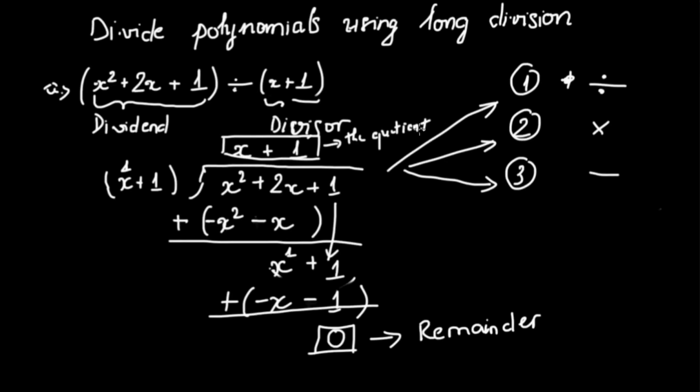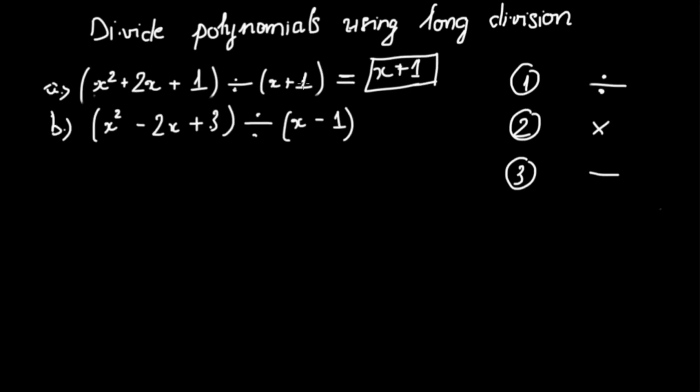We write down the result for question A like this. We write down the quotient here, which is x plus 1. And because the remainder is 0, we don't write anything else. So this is the final answer for question A. Let's work on question B. We have the quantity x squared minus 2x plus 3 all divided by x minus 1.